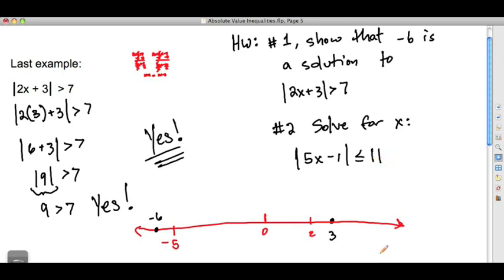Okay, so there's your 2 homework problems. Number 1, show that -6 is a solution to the absolute value of 2x plus 3 is greater than 7. Number 2, solve for x. The absolute value of 5x minus 1 is less than or equal to 11. I wish you the best of luck.